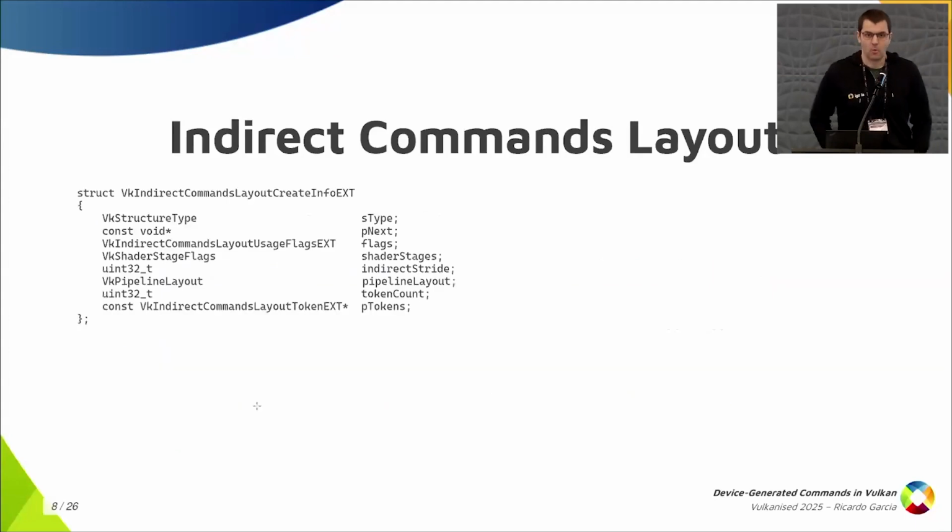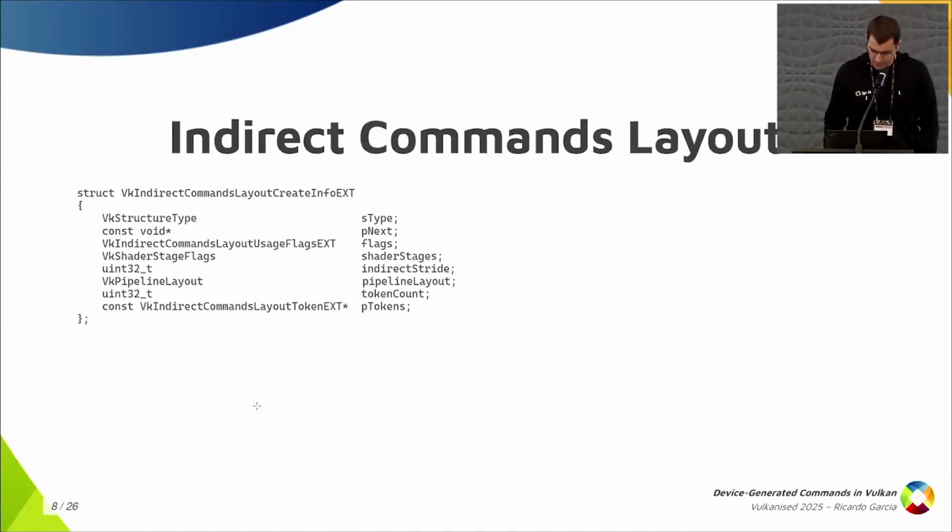How do you create one of those indirect commands layouts? Well, with one of those typical Vulkan calls to create an object, where you pass these create info structures that are always present in Vulkan. And as you can see, you have to pass the shader stages that will be active while you execute those indirect commands. You have to pass a pipeline layout, and you have to pass an indirect stride. The stride is the amount of bytes for each sequence, from the start of a sequence to the next one. And the most important information, of course, is a list of tokens, an array of tokens that you pass as the token count and then the pointer to the first element.